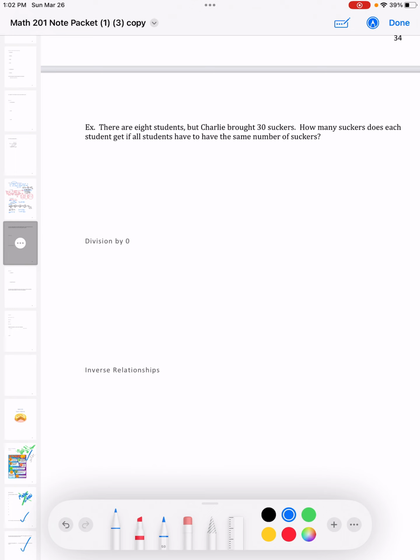So here we've got a problem. There are 8 students and Charlie brought 30 suckers. How many suckers does each student get if they have to have the same number? So he can't give somebody an extra sucker just because he likes them more. He has to be completely fair.